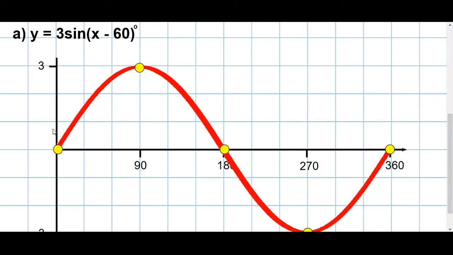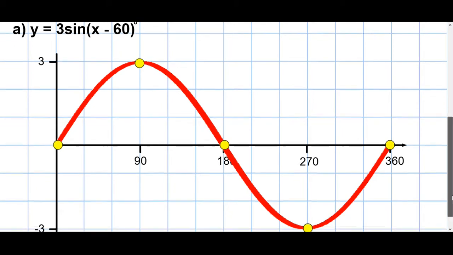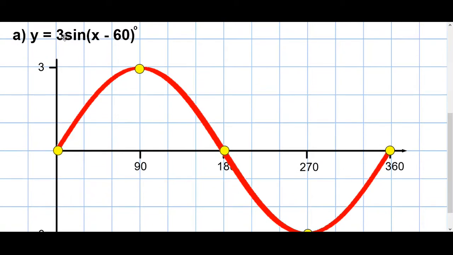Now I've put 3 here and negative 3 there. That's because there's a 3 at the front. So that's the only change there. It's stretched up to 3 and down to minus 3. So that's my basic graph of the 5 main points.